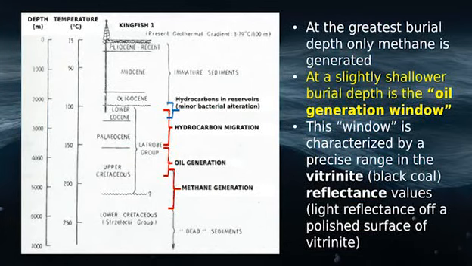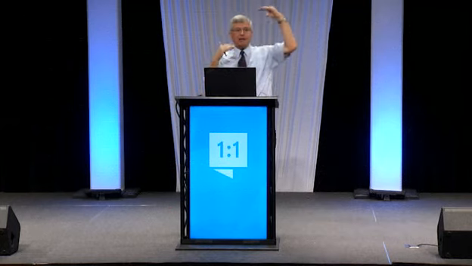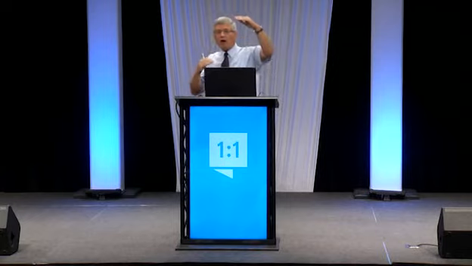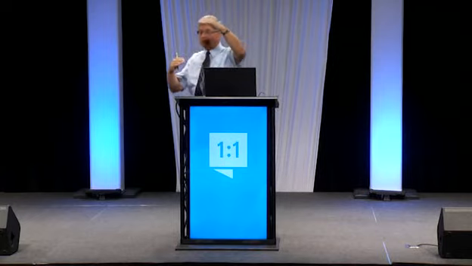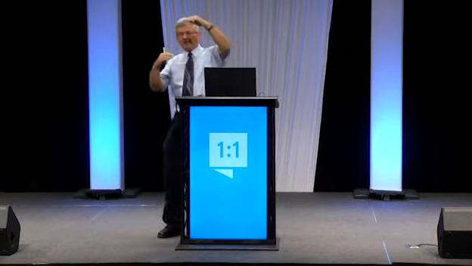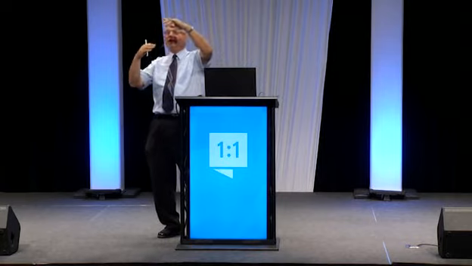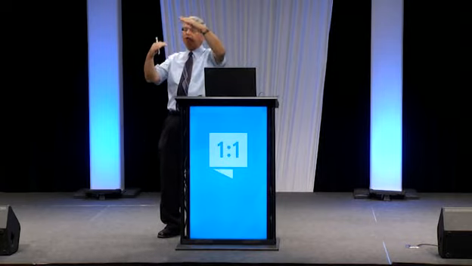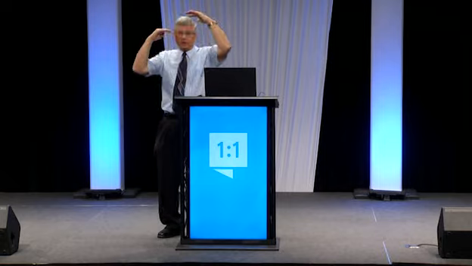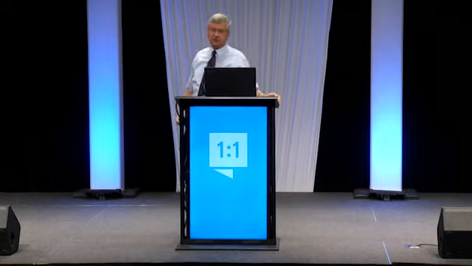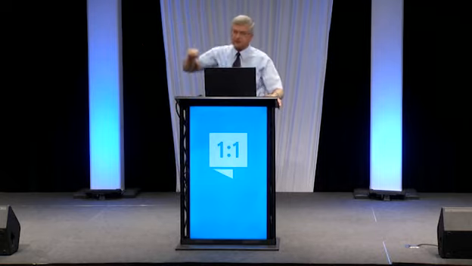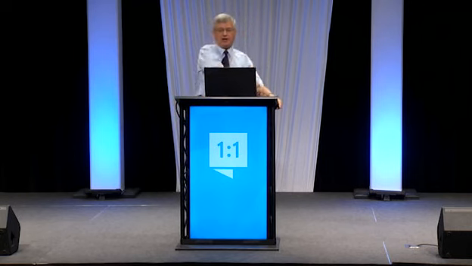There's a particular window which is called the oil generation window. It's already been figured out. Geologists know to go to a sedimentary basin, and if you find that the plant material has been buried to a certain depth with particular characteristics, that the oil will have been generated from that material. That's why they know to go look for oil in some sedimentary basins and not others.